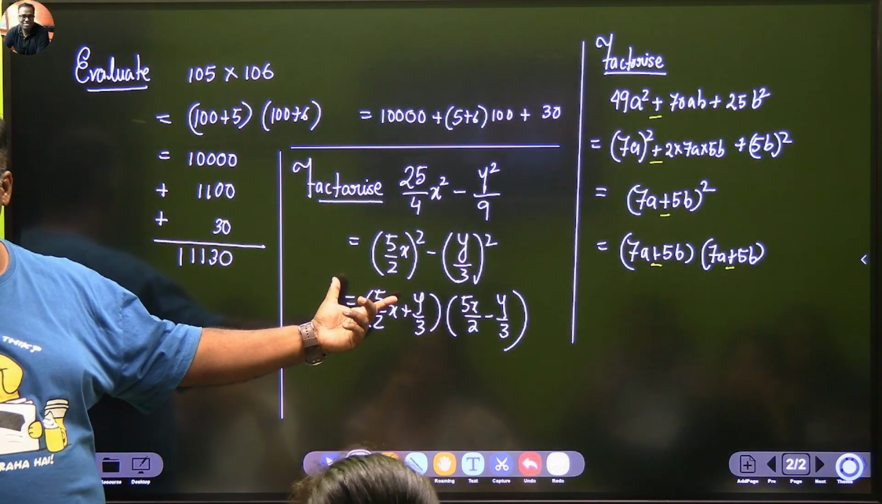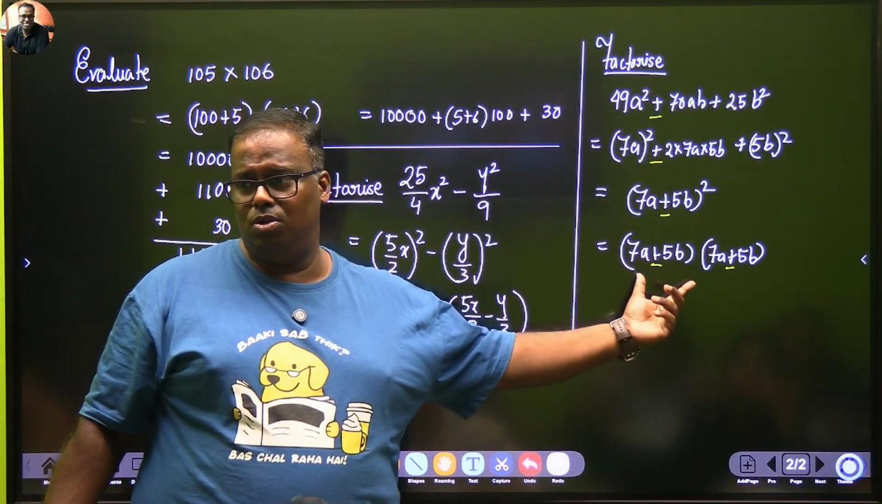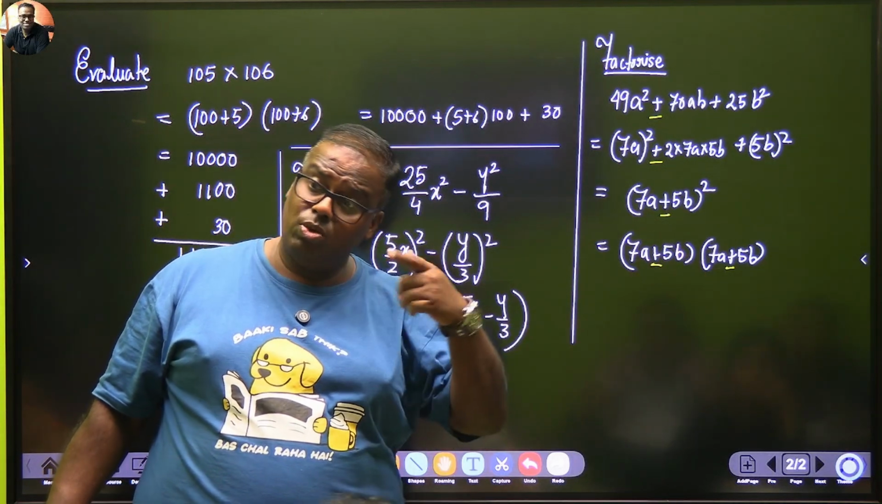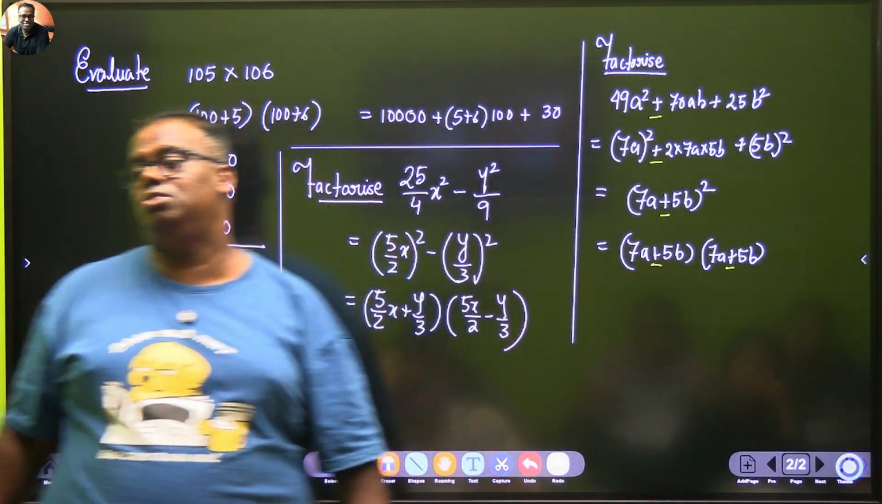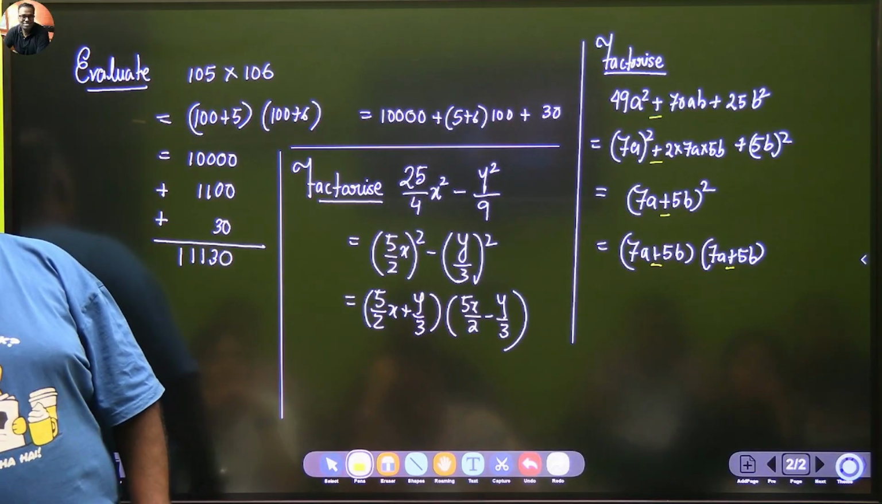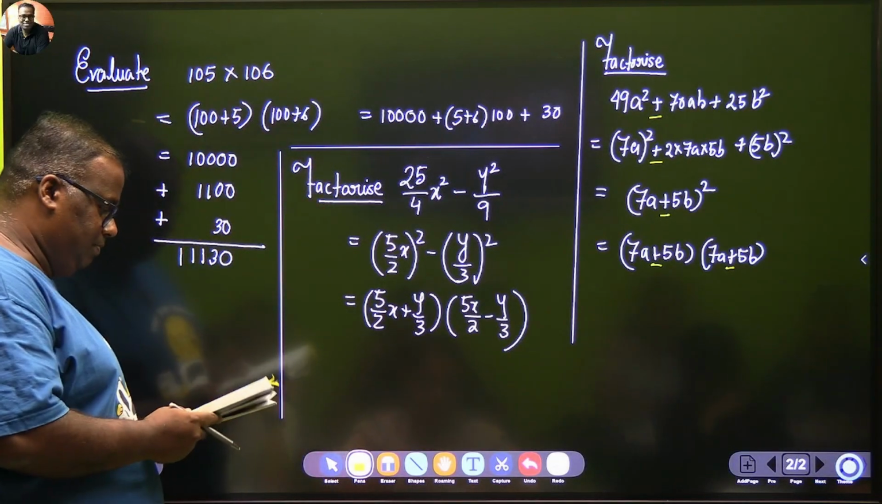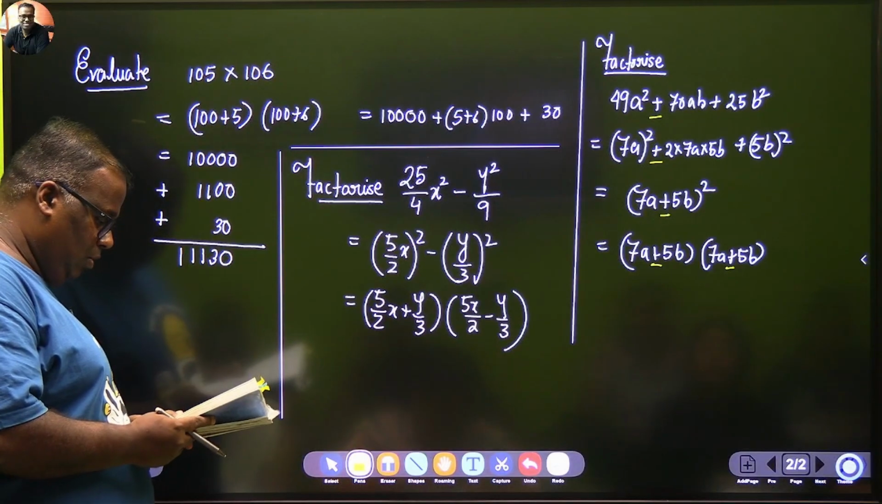Do you understand? This is a minus b whole square. A minus b whole square is what? A minus b into a minus b. A square minus b square is a plus b into a minus b. बोलो doubt? Everyone has copied these problems? Shall we go to the next one?